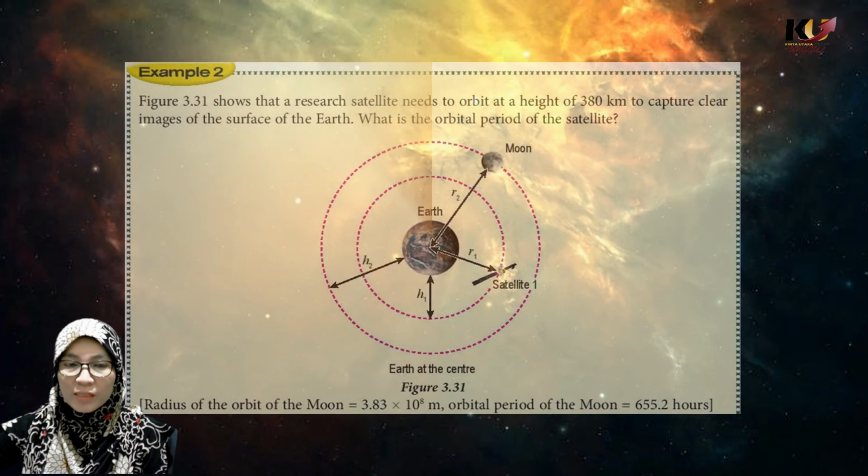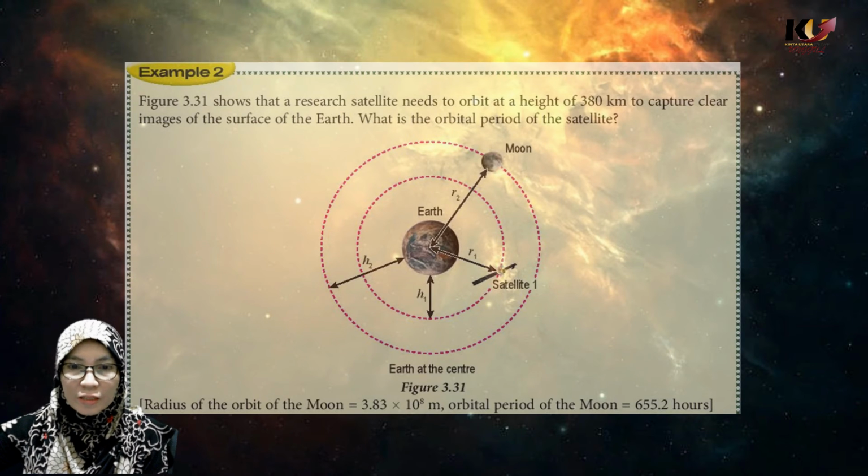Example 2. Figure 3.31 shows that a research satellite needs to orbit at a height of 380 km to capture a clear image of the surface of the Earth. What is the orbital period of the satellite? The radius of the orbit of the Moon is 3.83 times 10 power of 8 meter and the orbital period of the Moon is 655.2 hours.